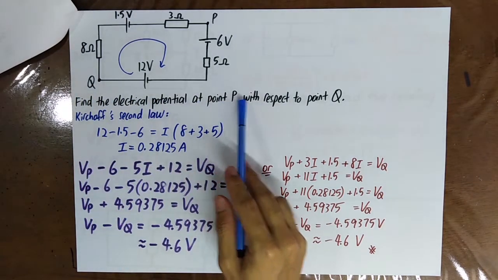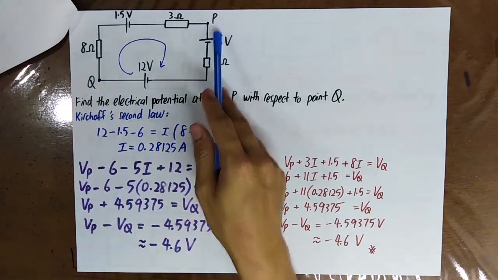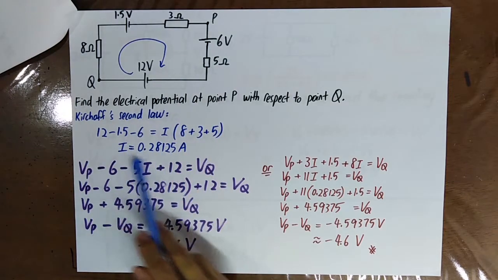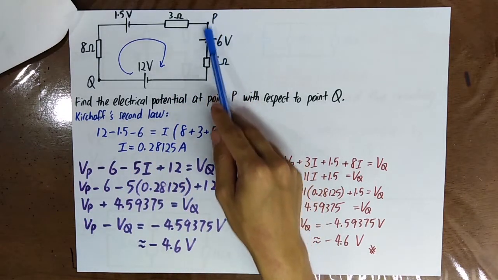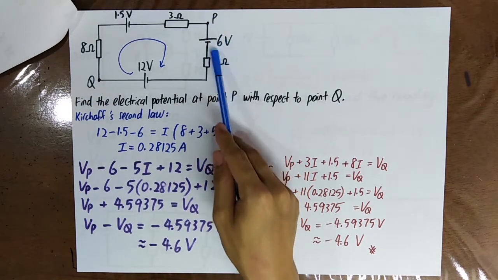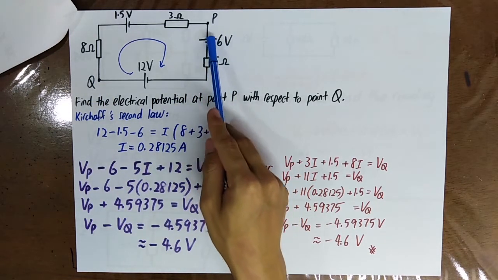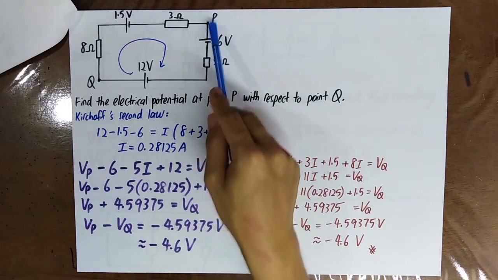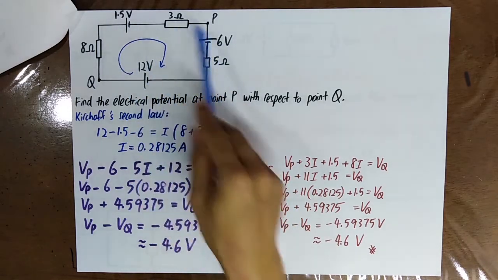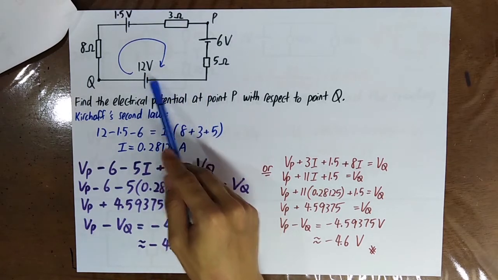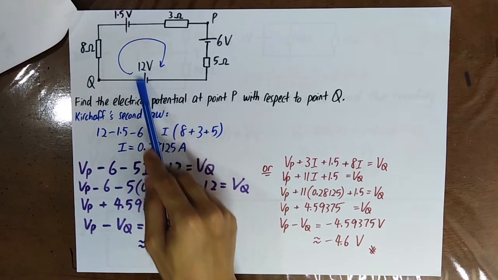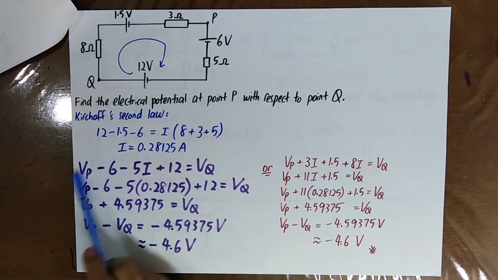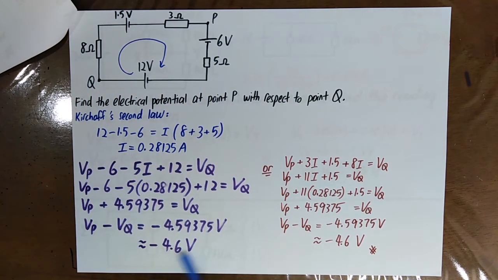Find the electric potential at point P with respect to point Q, that is Vp minus Vq. By using Kirchhoff's second law, you are able to get the current. Let's say you use this path: Vp minus 6, because you are going from the positive plate to the negative plate, so the potential drops. Then minus 5 times the current, because you are going along the direction of the current flow. Then plus 12, because you are going from the negative terminal to the positive terminal of the battery, so the potential rises, is equal to Vq. By using this path, we are able to get this answer.